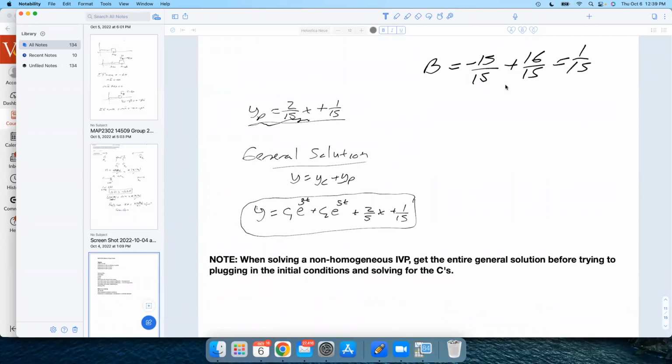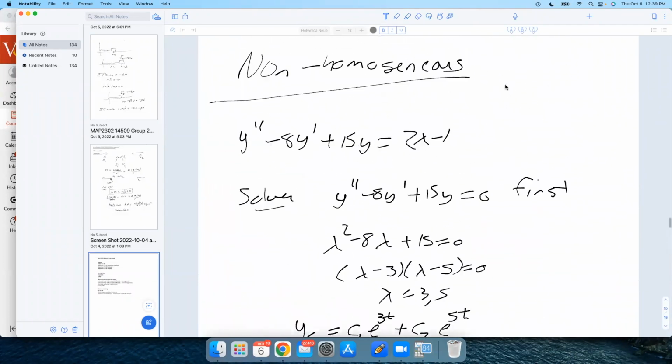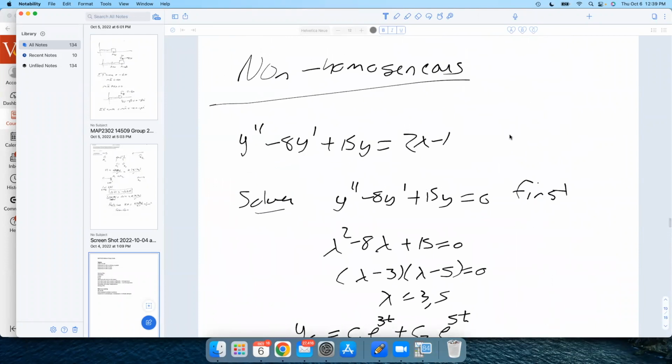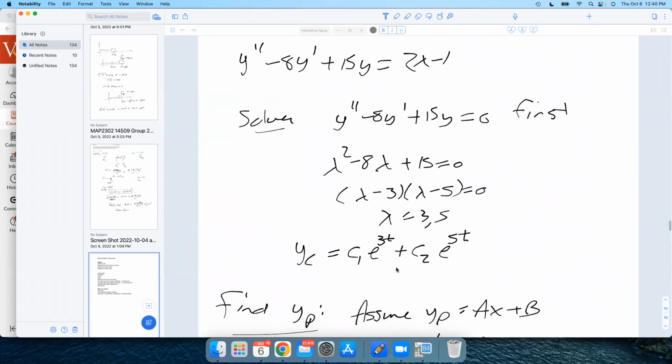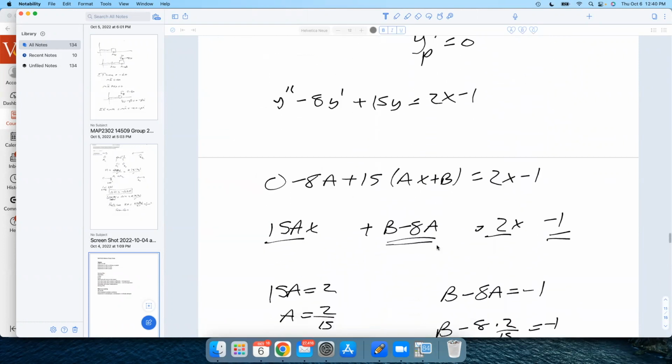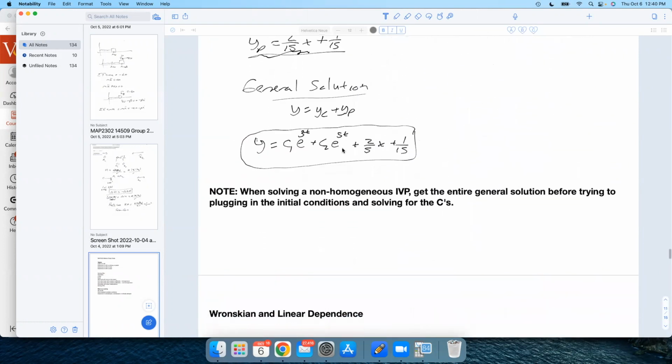If you're solving an IVP, an initial value problem, so if this said here, 2 initial value conditions, don't plug those in here and get C1 and C2. You'll get the wrong answer. You have to wait until the end. You have to wait until you get the whole thing. Then you plug in your values.